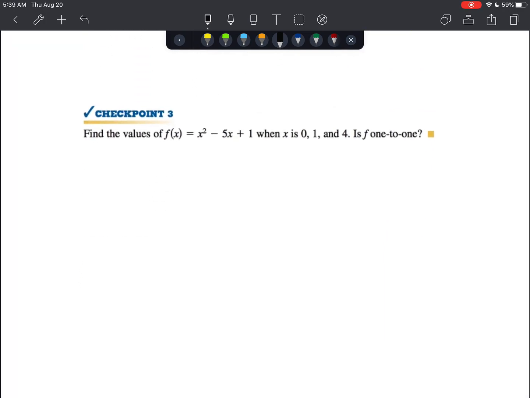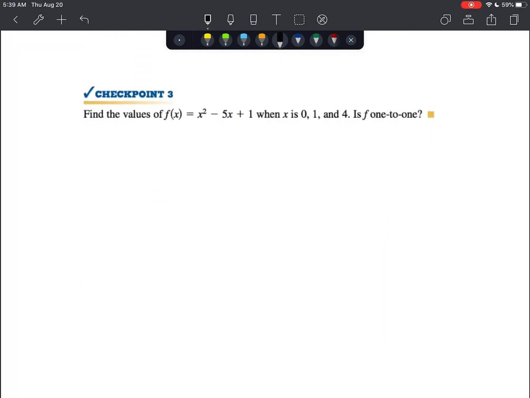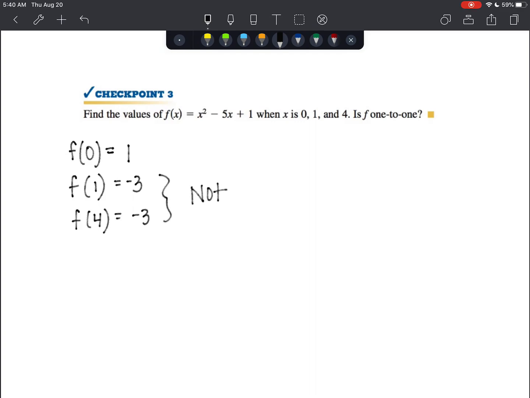Okay, you go ahead and try here. You probably already know the answer on whether or not this function is 1 to 1, but let's find the value of f of 0, f of 1, and f of 4. Okay, f of 0 I have is 1, f of 1 is -3, and f of 4 is also -3. The y's repeat, therefore we know that this is not 1 to 1.